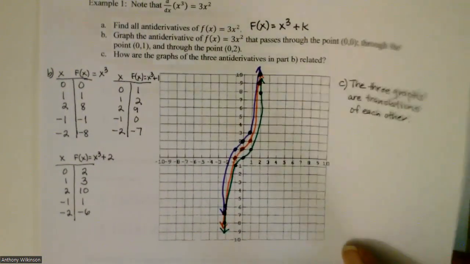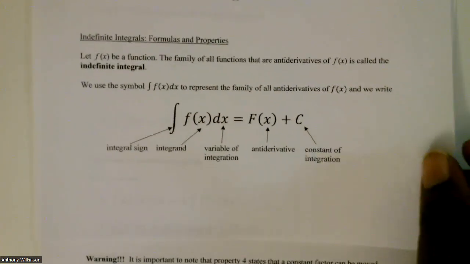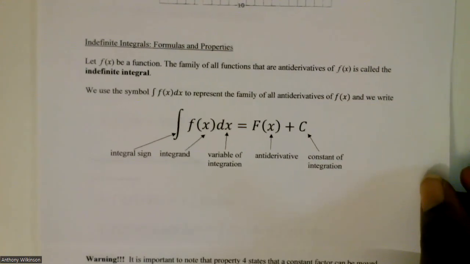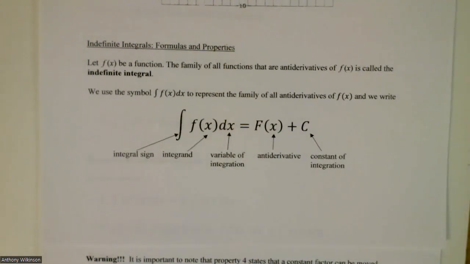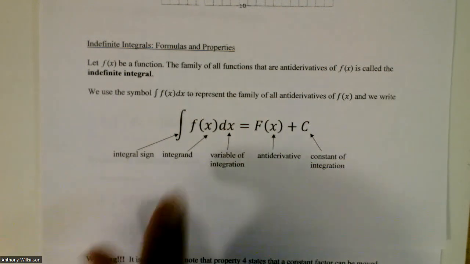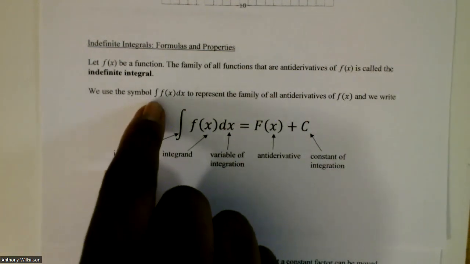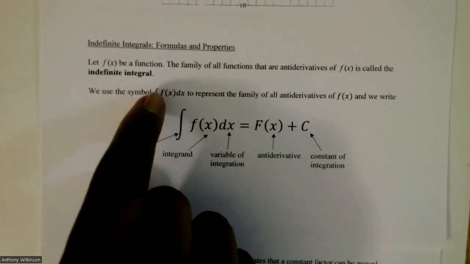Okay. All right, now let's talk about indefinite integrals and also look at formulas and properties. Here we're going to let f of x be a function. The family of all functions that are antiderivatives of f of x is called the indefinite integral. And here we use this symbol right here. This is what we call an elongated S.